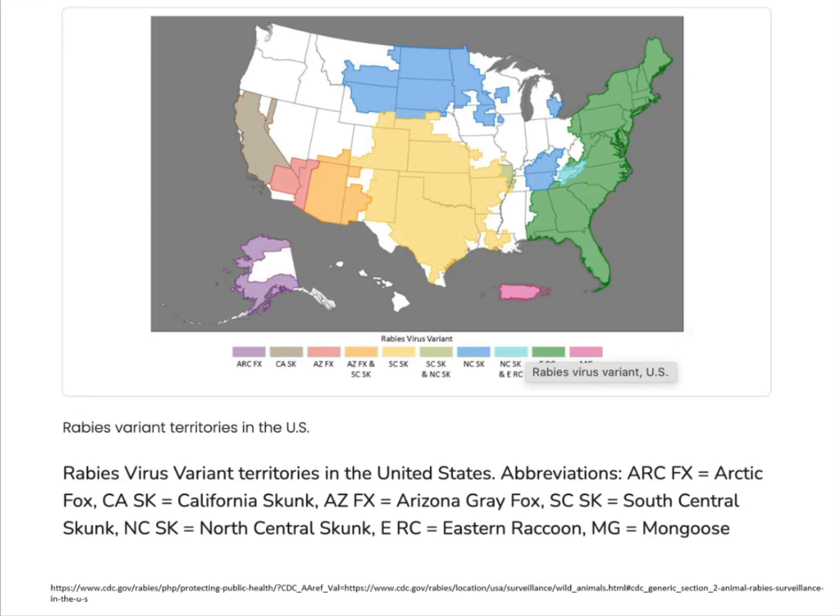So in the U.S., this is the graphic that shows the distribution. Here you see we don't really have dog or canine rabies, but we have raccoons on the east, right there in the green. In the middle, it's mainly skunks, some foxes in the southwest and Arizona area, also in Alaska, and interestingly, in Puerto Rico, you have mongooses.